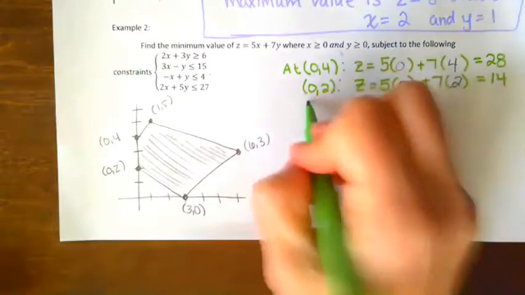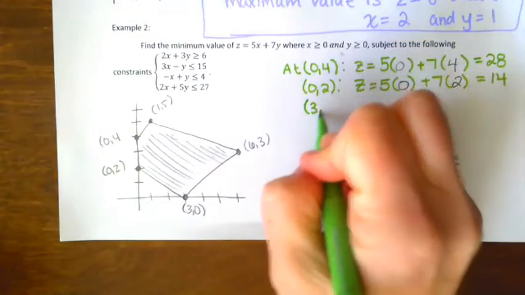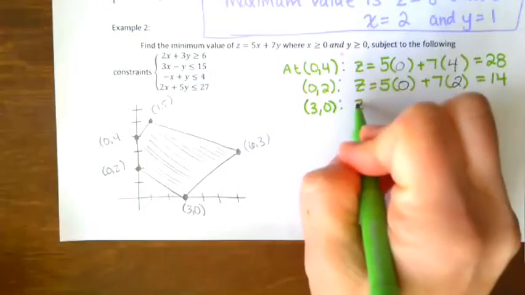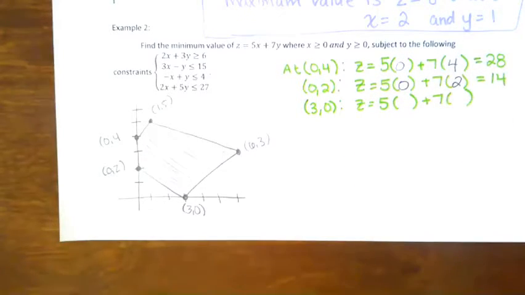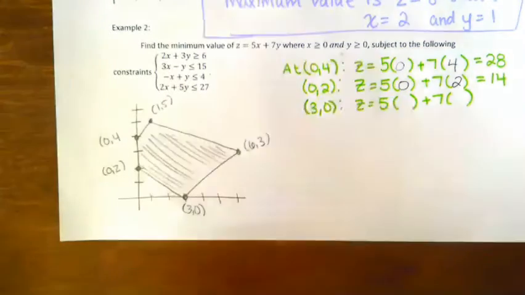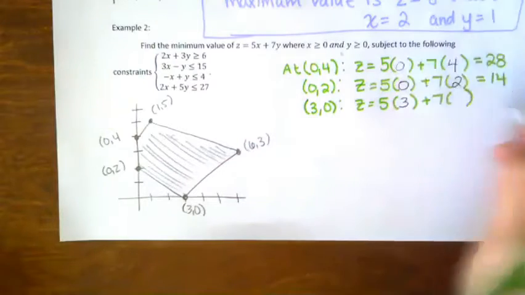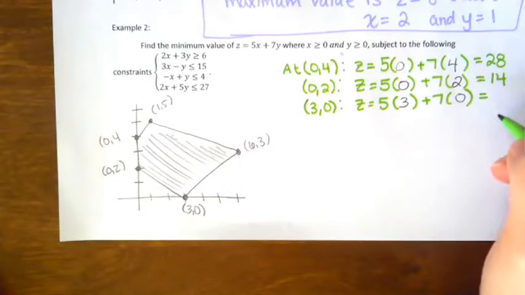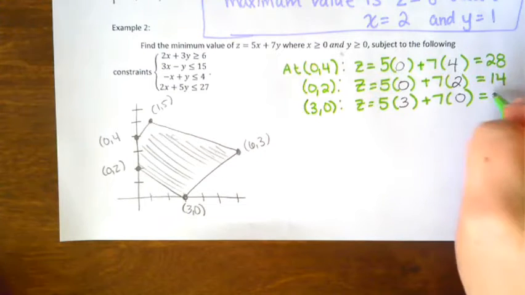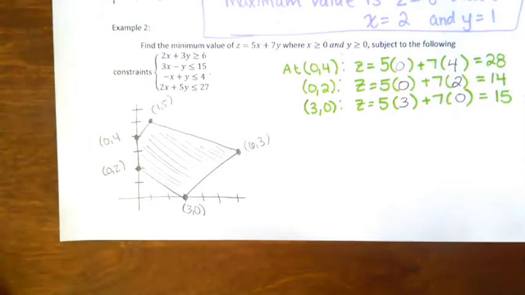At the point, let's do (3, 0). I like getting the zeros out of the way. Z equals 5 times x plus 7 times y. My x is 3, my y is 0, and we get what? 15. Yep. And then do you guys want to do (1, 5) or (6, 3) next?